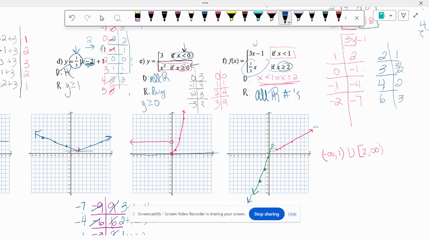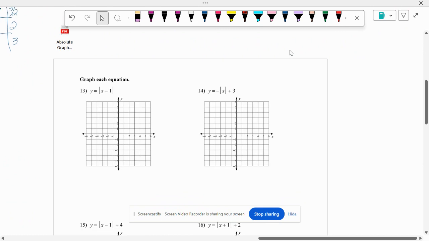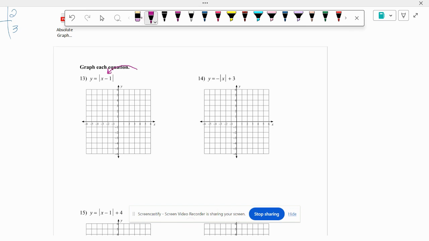All real numbers. Okay. So I have created just a real quick worksheet. So remember that if you have a plus or minus inside the function, that's going to move. Plus moves you to the left. Minus moves you to the right. So you can try and graph this one.